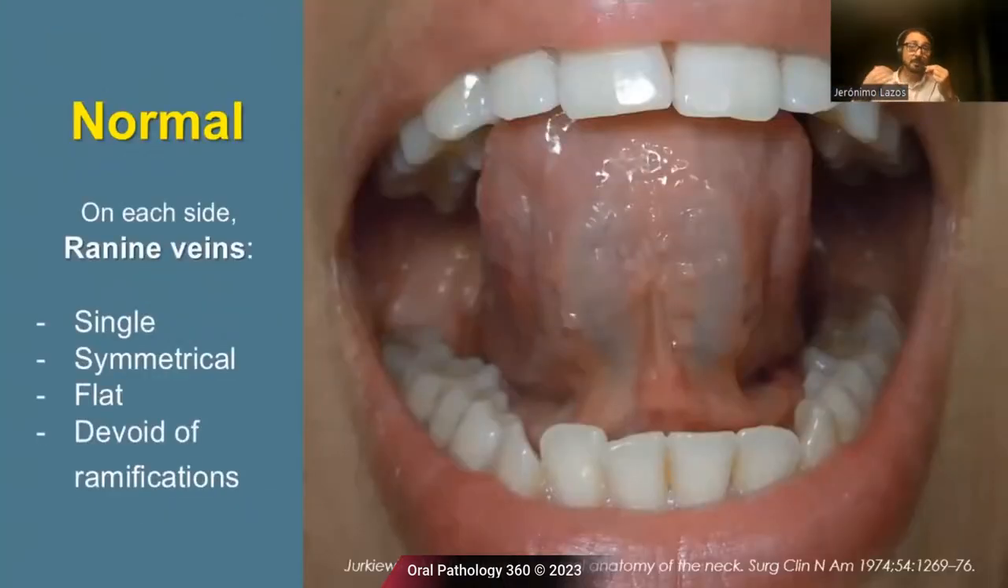So in normal conditions, on each side of the running veins, you could see single, symmetrical, flat vessels, usually inconspicuous, devoid of ramification, small, and almost imperceptible. In usual conditions, you could just sense that there is the running vein, but you could not actually see it. In this picture of a young patient, you can maybe see a slight bluish hue on the ventral surface of the tongue, but that's just it, nothing else. That is what could be considered normal.